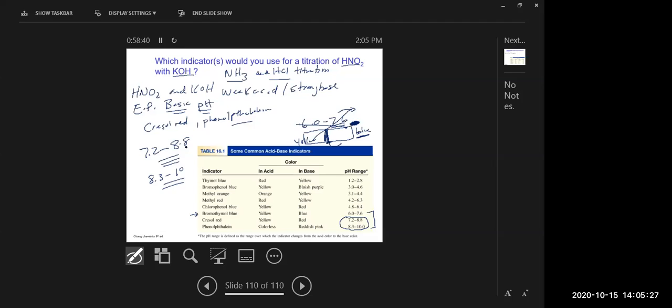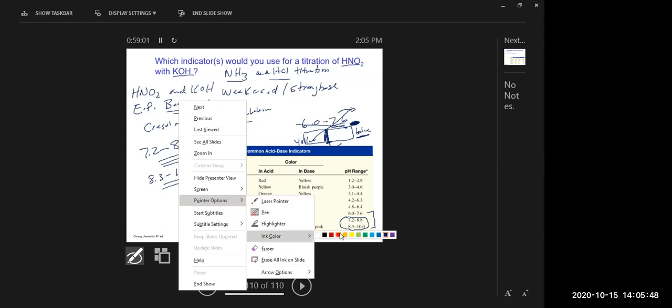And that's the purpose of the indicator, to help you stop the titration correctly. Again, with something like bromothymol blue, there's just not enough in that range to allow us to physically see the color change and know we should stop. Question on that?